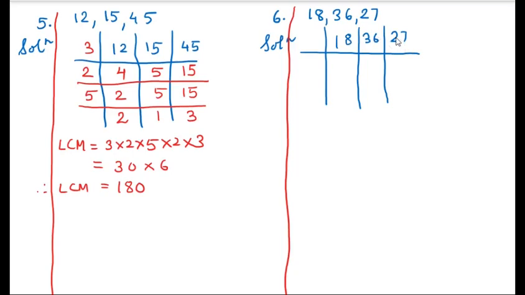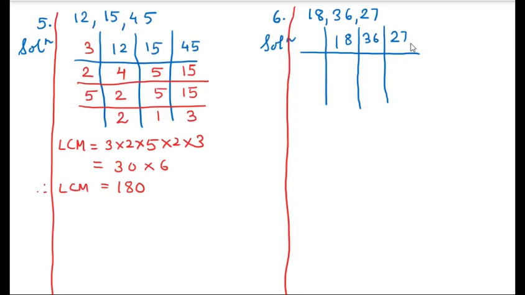So next prime number 3. 18, 27 is there in 3's table. Yes, and even 36 is there because 6 plus 3 is 9. If 9 is divisible by 3, means 36 also is divisible by 3. This tells us that all the three given numbers are divisible by 3. So we will write the first prime number, that is 3, which can also be the HCF because all three numbers are divisible by 3.